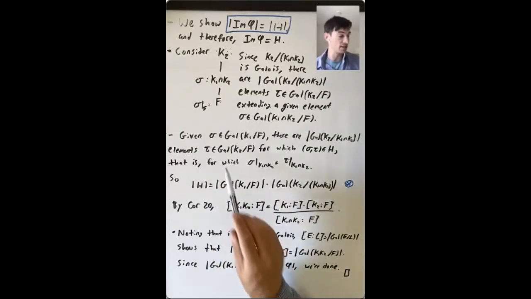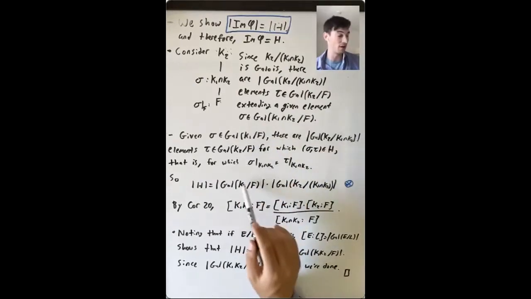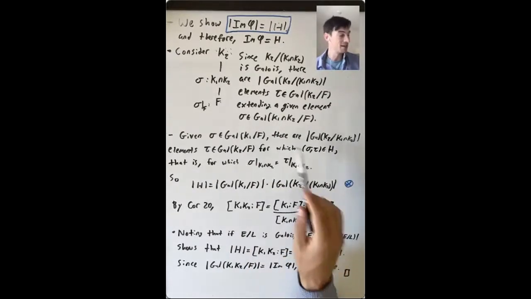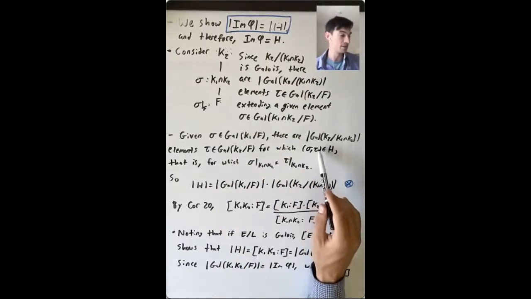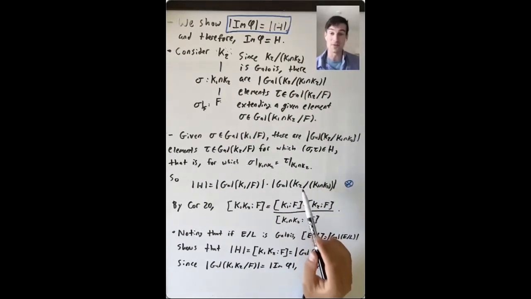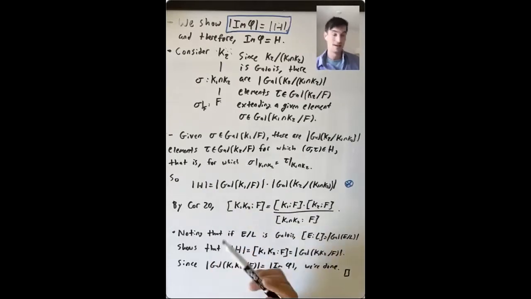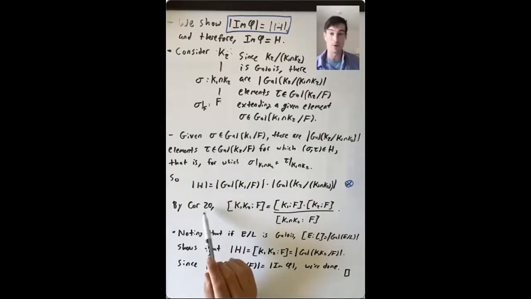The order of H is, well, when we just make a choice of sigma in Galois K1 over F, that's how many choices we have. And then given a choice of sigma, how many taus are there such that sigma, tau is in H? It's the order of the Galois group of K2 over K1 intersect K2. Okay, so this is how large H is. And now we're going to use corollary 20 from last time. K1 and K2 are both Galois extensions of F. So we're in the setup where we can apply this, right?